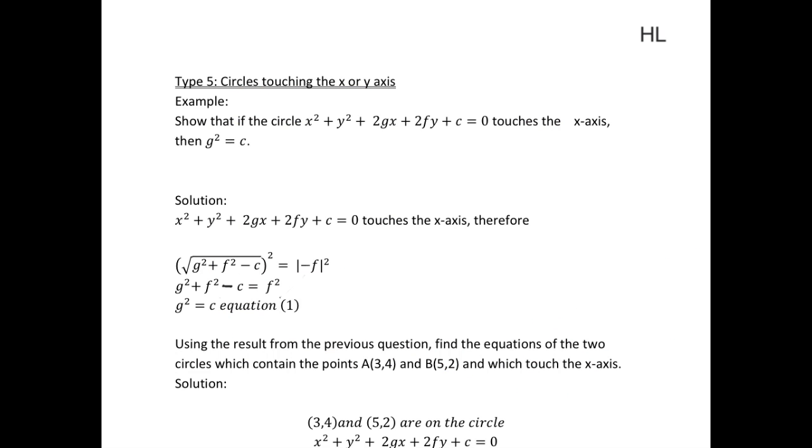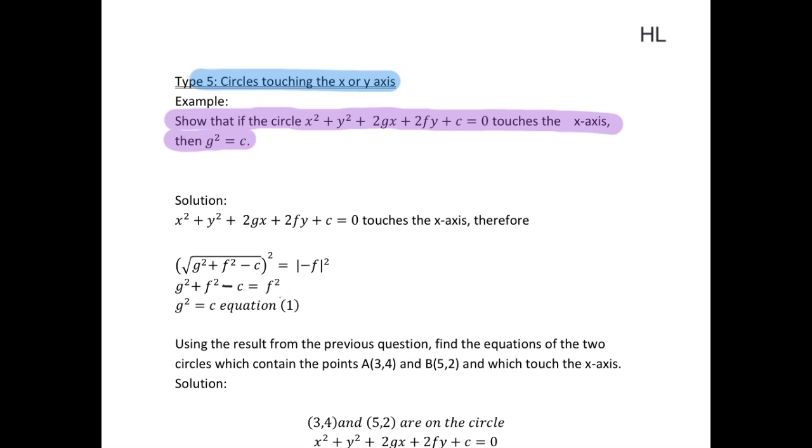The last type of question we could be asked, where we're asked to find the equation of a circle, is to find the equation when we're told that it touches the x or y axis. So the question we're asked in this example is to show that if the circle x squared plus y squared plus 2gx plus 2fy plus c equals 0 touches the x-axis, then g squared is equal to c.